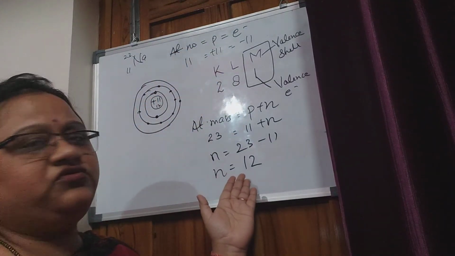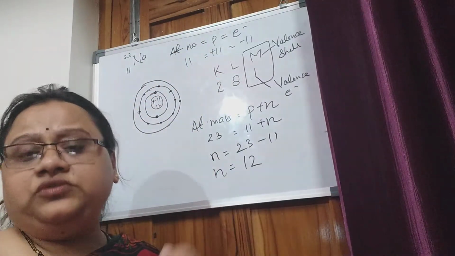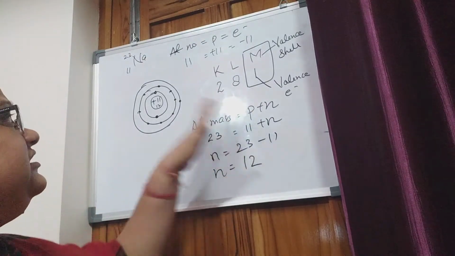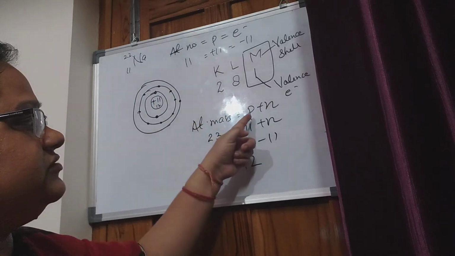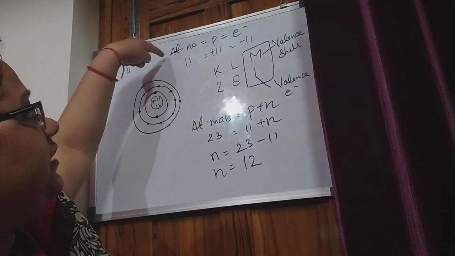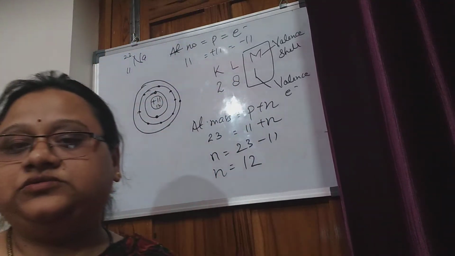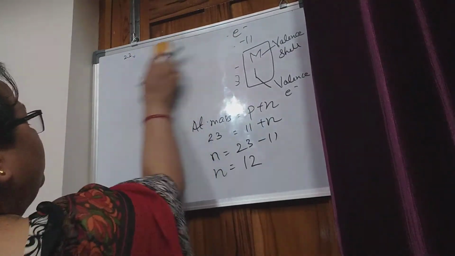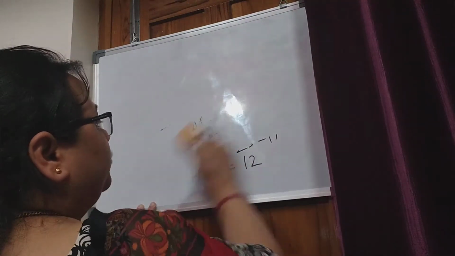And if we have to calculate the number of protons, neutrons, atomic mass or atomic number, we will use these two formulas only. Atomic mass is equal to protons plus neutrons, and atomic number is equal to protons, which is equal to the number of electrons. Now see what isotopes are.